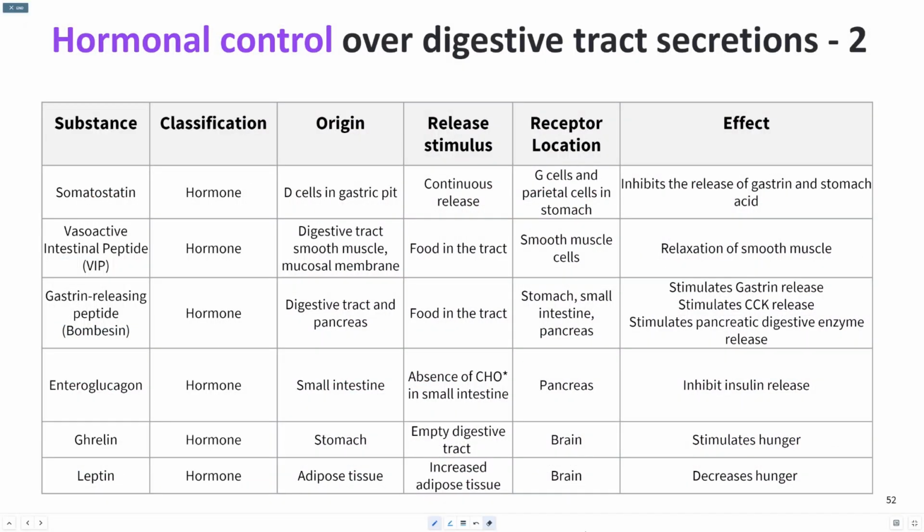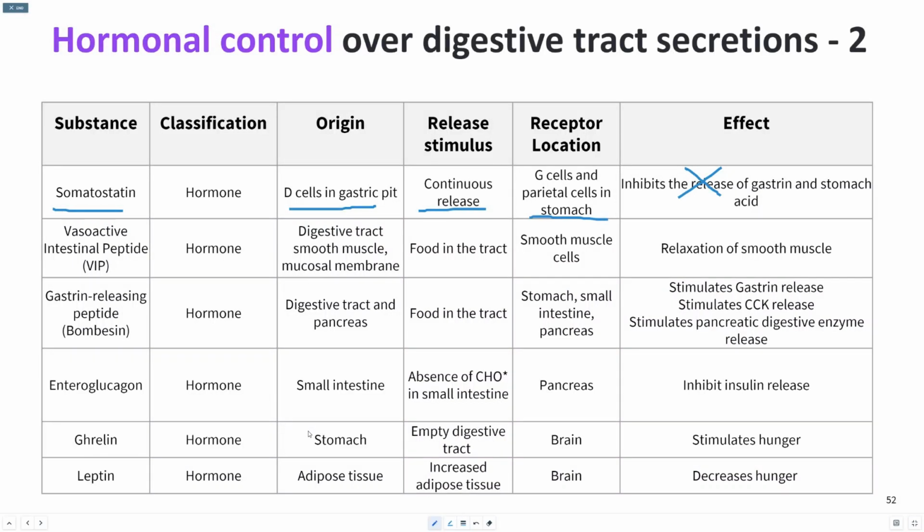On this next slide, we have another set of hormones. Somatostatin is a hormone that's made by the D cells in the gastric pits, and its main trigger is that it has a continuous basal level release. Receptor location is going to be the parietal cells in the stomach. It also favors inhibition of stomach acid.